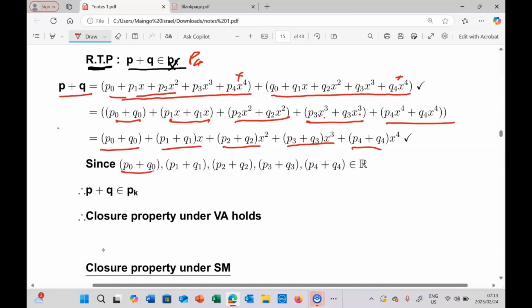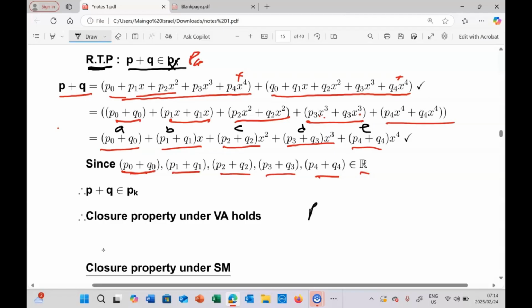But we know that these coefficients belong to the real numbers. Adding two real numbers, it is still a real number. So all of them belong to the real numbers, each being a certain real number. So we can let this one be A, and let this one be B, C, D, E.